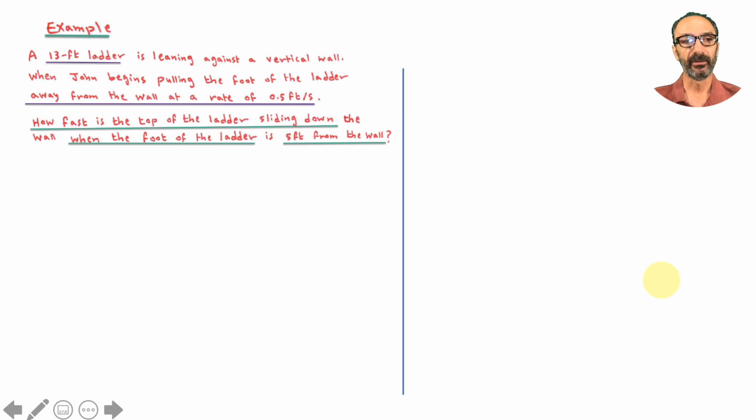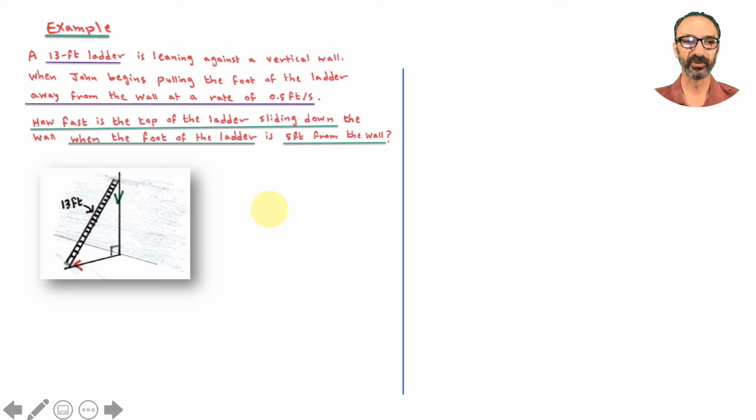A 13-foot ladder is leaning against a vertical wall when John begins pulling the foot of the ladder away from the wall at a rate of 0.5 feet per second. How fast is the top of the ladder sliding down the wall when the foot of the ladder is 5 feet from the wall? Too many numbers and too many things, but let's look at a figure to understand more.